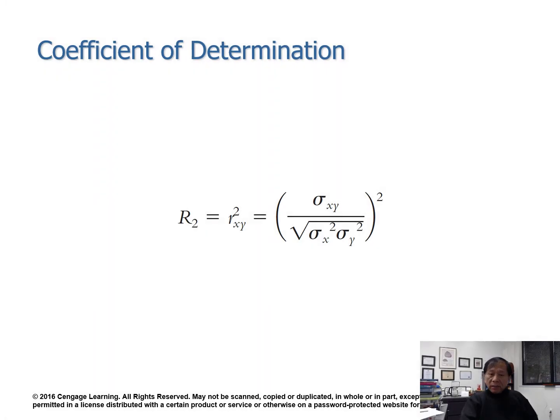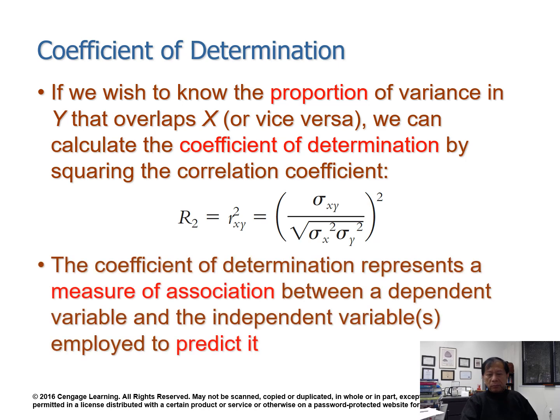Then the coefficient of determination. It's called R squared, and it is very important, very much used. If we want to know the proportional variance in y that overlaps x, then we can calculate the coefficient of determination, or R squared. It represents a measure of association between a dependent variable and the independent variable, and is employed to predict it. R squared is normally represented as a percentage or decimal. But since it's squared, it's never going to be negative. It's always a positive number, between 0 and 1.